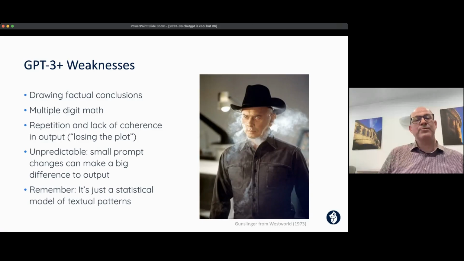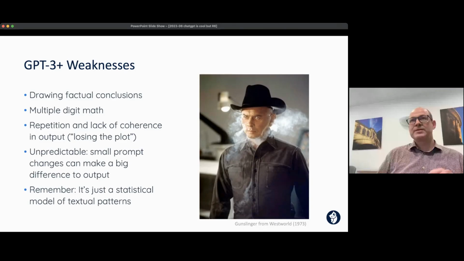The fourth point is that these models are inherently unpredictable. They are massive statistical models. Very small changes in the prompt can make a very big difference to the output. It's why I believe that prompt engineering is not a thing, really, in the sense that it's not engineering. You obviously can put more information into a prompt and get a better outcome, but you can't predict what kind of outcome you're going to get.